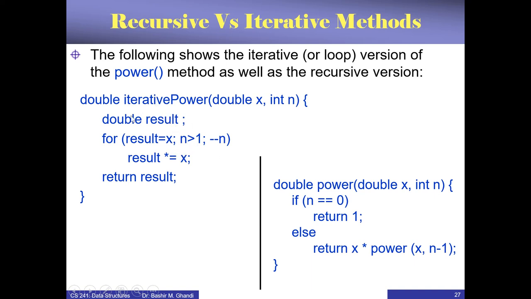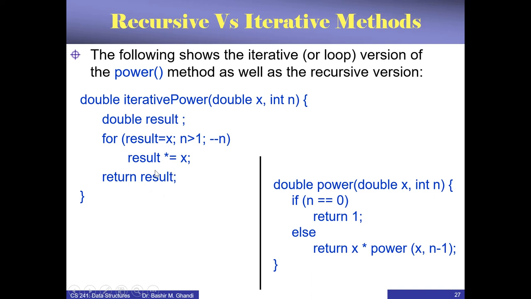Now, you can do power using a loop very easily. We're going to receive the same input, double x and int n. We define a variable result, and we just use a for loop. The for loop will initialize result to x, and then it will keep repeating as long as n is greater than 1. What will it do? Result equals result times x. After doing that multiplication, it will go and decrement n by 1, and then check, is n still greater than 1? If yes, still multiply result by x and save it in result, then decrement n, and so on and so forth. At the end of the loop, return result as the answer.